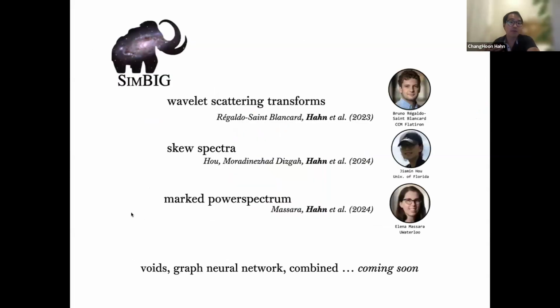So at this point, we've applied SIMBIG to wavelet scattering transforms, to skew spectra, to the Marked power spectrum, and we're also working on applying it to voids, graph neural networks, and a combined analysis, which we'll produce soon.